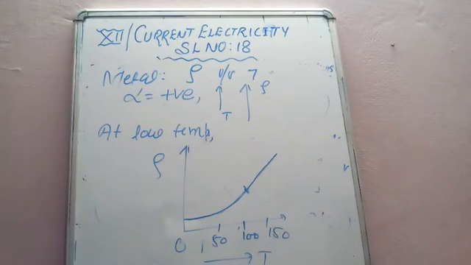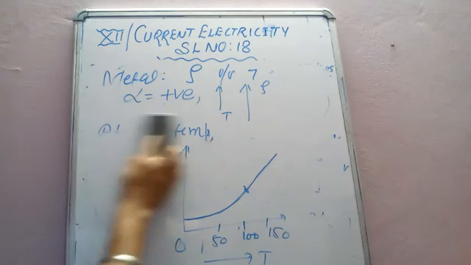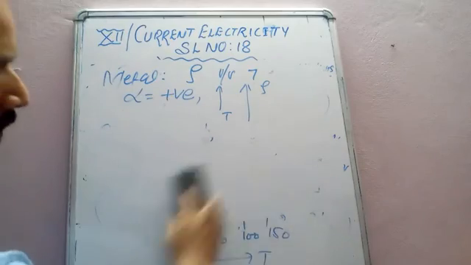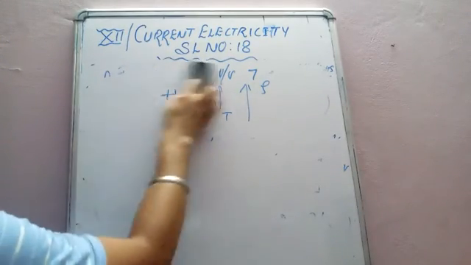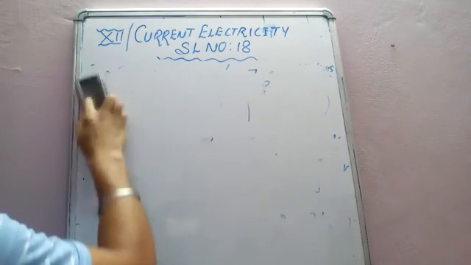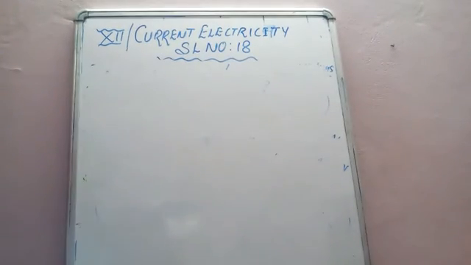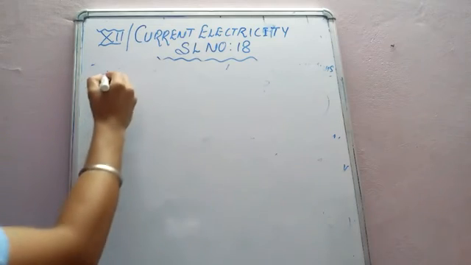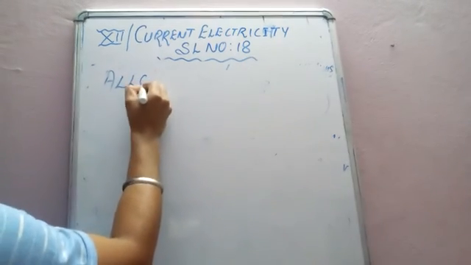Sometimes in board examinations, a question is asked: draw the resistivity versus temperature graph for metals like copper and aluminium and other materials. Second, let's take the second material. We are taking only those materials which are given in NCERT. For the material alloy.